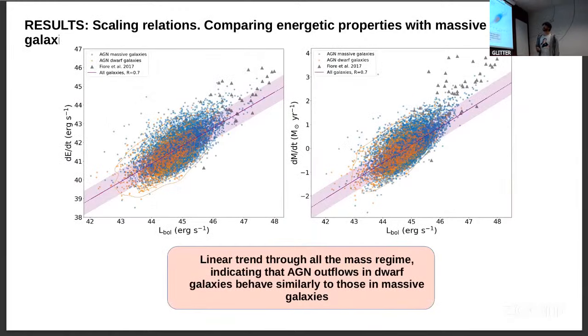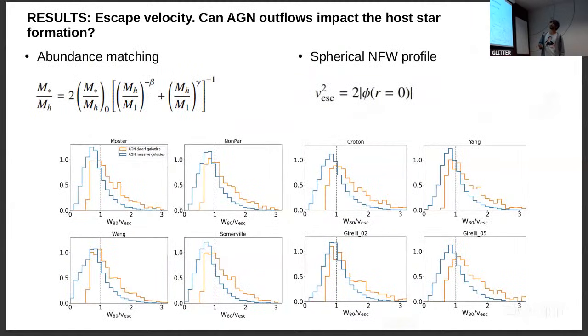We have made some scaling relations comparing energetic properties against the bolometric luminosity of the galaxy, and we see a linear trend through all the mass regimes, indicating that AGN outflows in dwarf galaxies behave similarly to those in massive galaxies. Also, we have computed the escape velocity needed to escape the dark matter halo of the galaxy using abundance matching and assuming a spherical NFW profile. There are different free parameters, so we have done this analysis for 8 different models, and in all the models we have the same results.